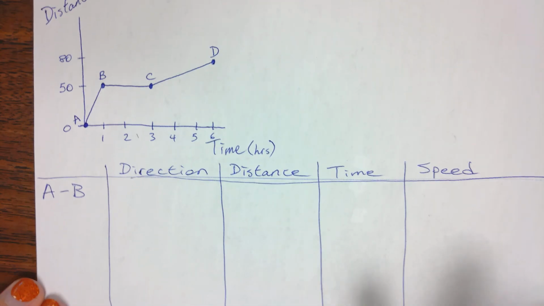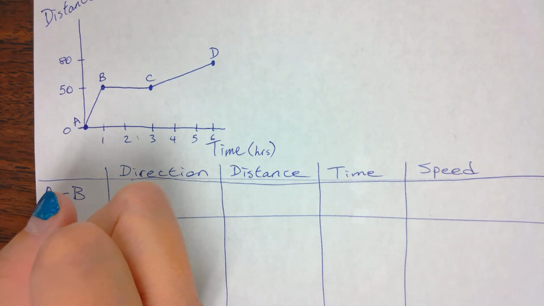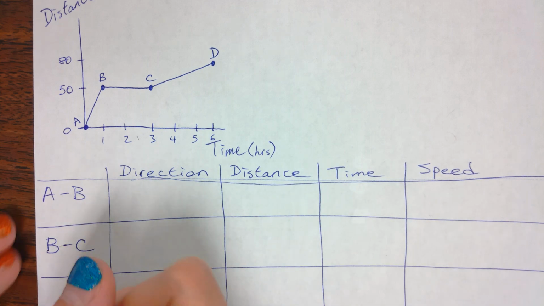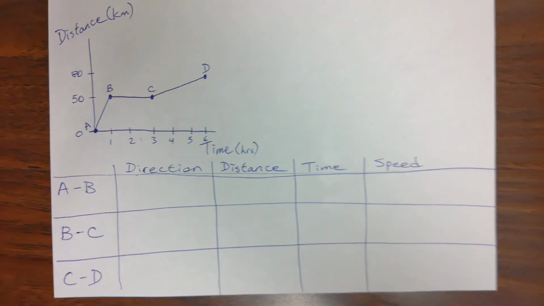Okay, so from A to B, B to C, and C to D. Okay, so let's try to complete this table together.